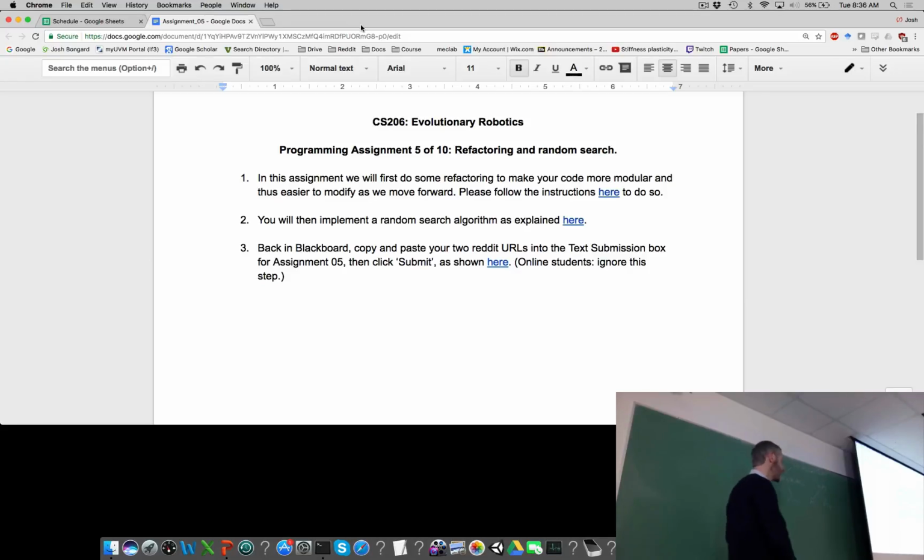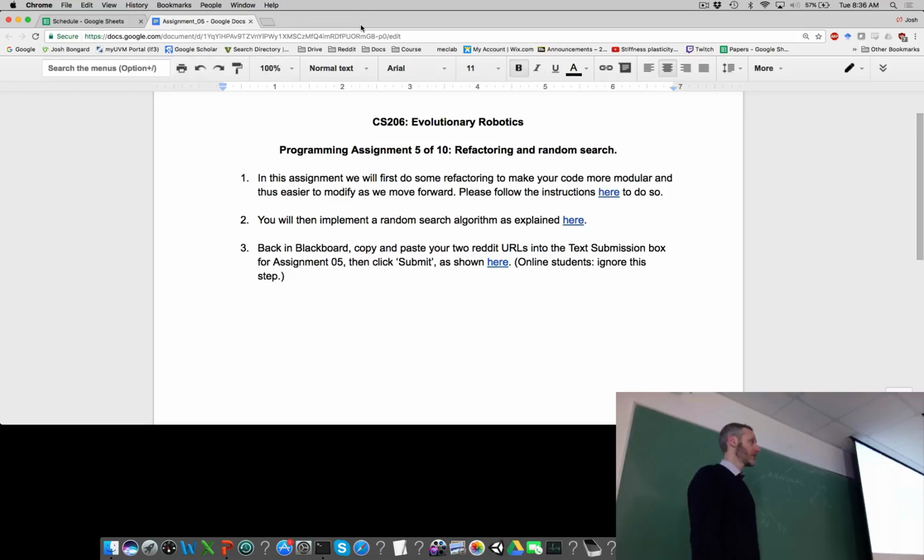So by the end, actually all the way up to assignment 10, you're going to have a single instance of this, which is going to have a bunch of robots and fitness, and so on. So this class hierarchy is what you're going to be building up over the next few assignments.